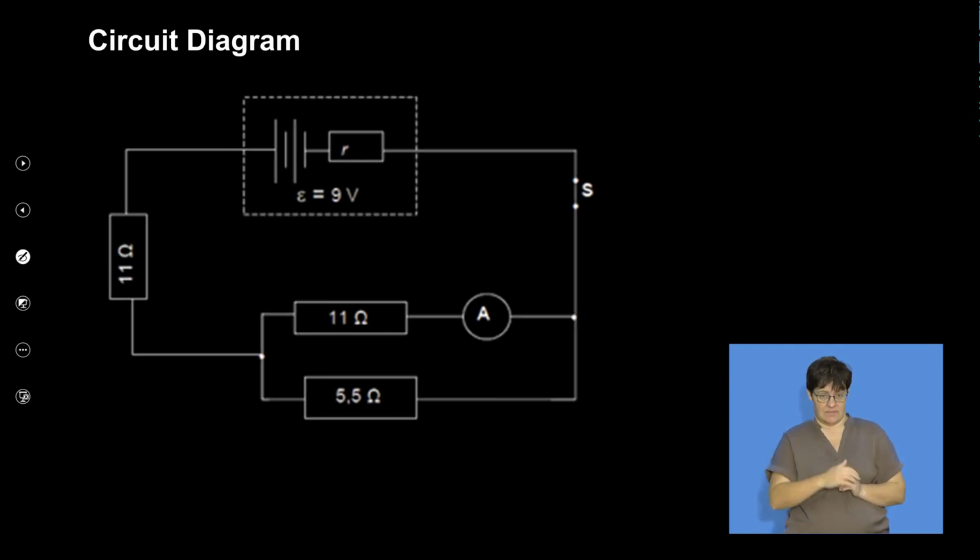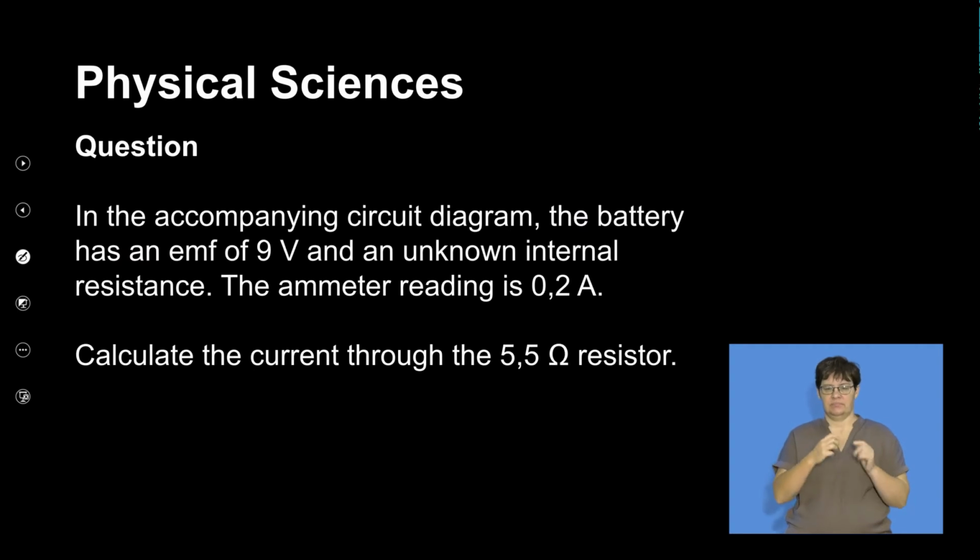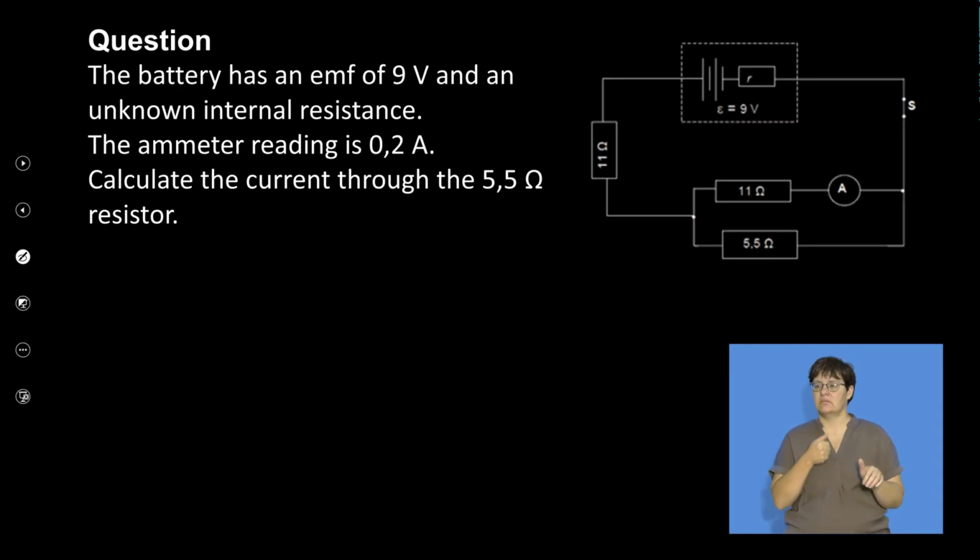Okay, so this is the circuit. We are given the EMF, which is equal to 9 volts. We are also told that the internal resistance is unknown. And then we are given the 3 resistors in the external circuit. So what is the first question? The first question says, calculate the current through the 5.5 ohm resistor. So we want the current that goes through the 5.5 ohm resistor.